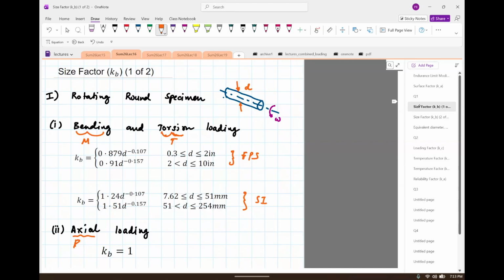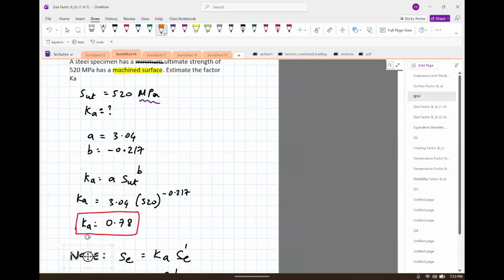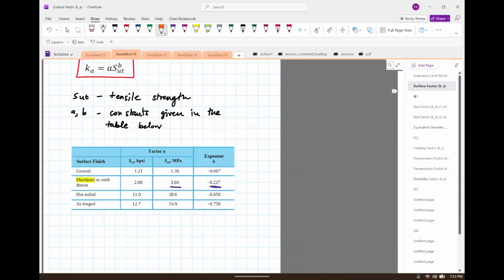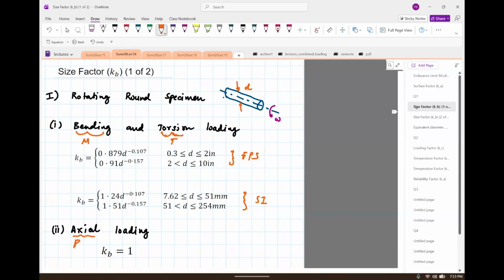So the question is 0.879 d raised to minus 0.107. Let me see, did I make a mistake in this? Yeah. So this is 0.879 d raised to minus 0.107. So the question is this.